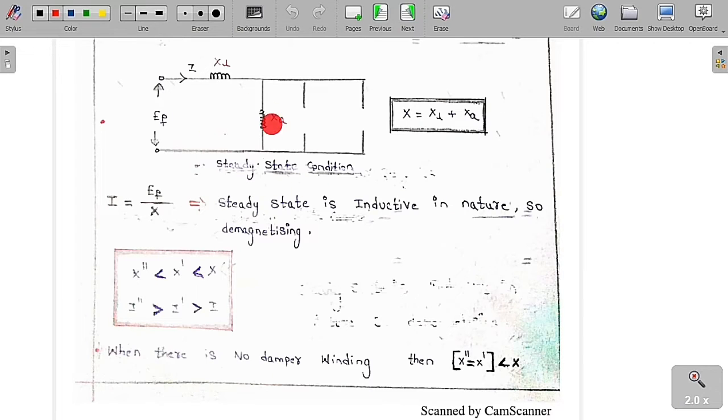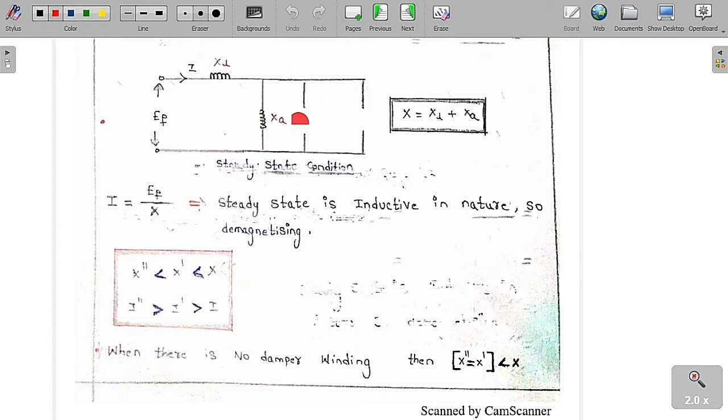Now the other condition is called the steady state condition. Initially the damper winding loses its effect. Similarly, we are going to remove the field winding also; it is also going to lose its effect. So the field winding reactance we also neglect. The remaining circuit you get is called the steady state condition circuit, and the current which flows is called the steady state current. So this is the EF voltage and this is the steady state current.